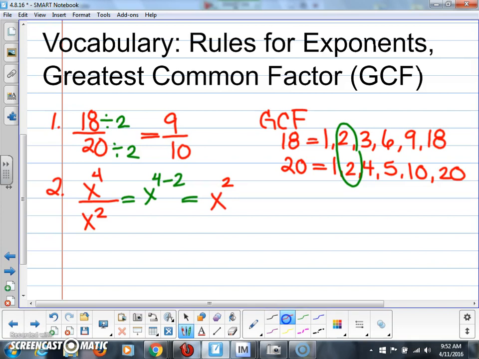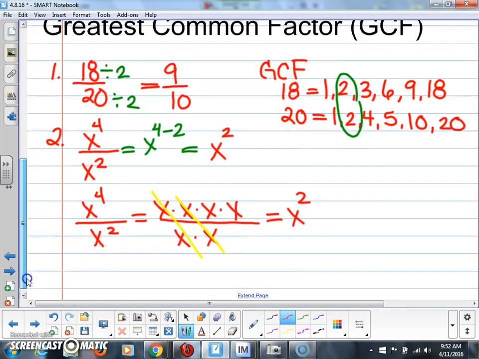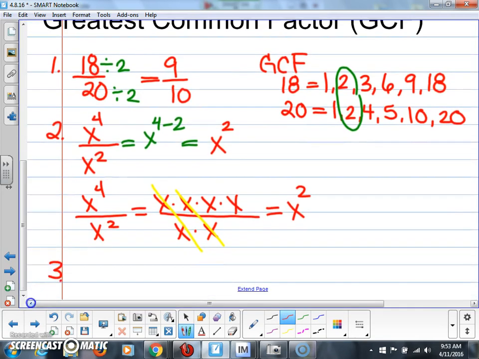Okay, for those of you who need a visual, x to the power of 4 divided by x to the power of 2 is the same thing as having 4 x's in the numerator. This is like 1, 2, 3, 4, and 2 x's in the denominator. And you would just cancel out the common ones. Okay, 1, 2, and how many are you left with? 2. So this would be equal to x squared. Okay, questions? Okay, let's go to example 3.